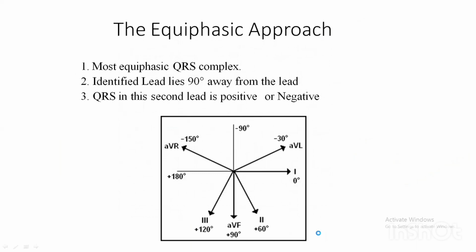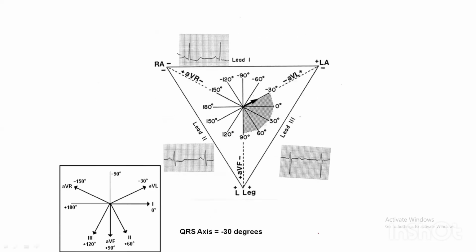Now the equiphasic approach. You need to identify the most equiphasic QRS complex, and the axis lies 90° away from that identified lead. So we first need to identify in which lead it is equiphasic. Here you can see in which lead it is equiphasic: both positive and negative are the same in lead 2.